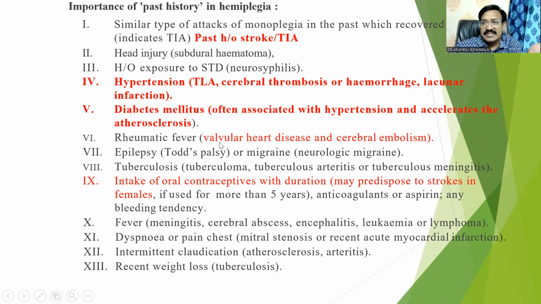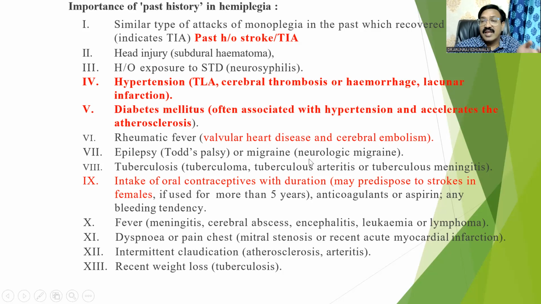So you have to ask for any chest pain, palpitation, dyspnea, for rheumatic fever, because when the patient has rheumatic fever, the patient may have atrial fibrillation and may develop hemiplegia. History of fits also we have to ask, because of post-ictal transient hemiparesis. When the patient has focal seizures, after the focal seizure, when you examine, the patient may have weakness for a few hours. This is called Todd's paralysis.